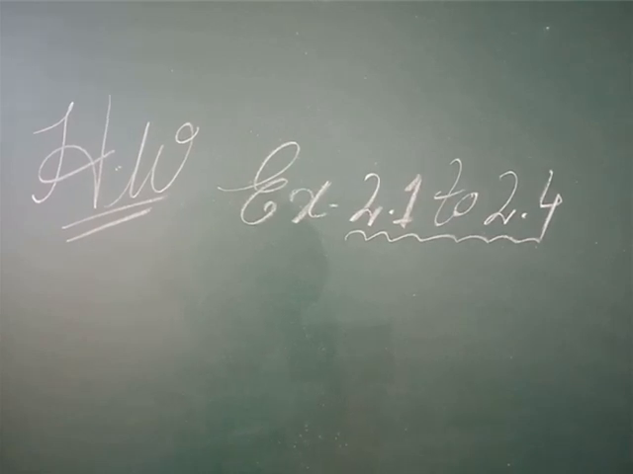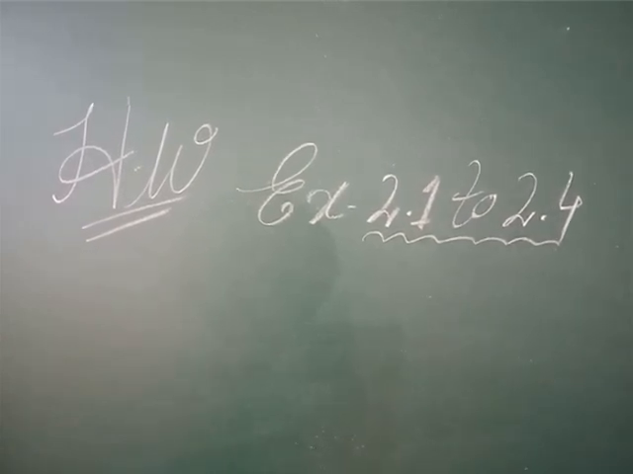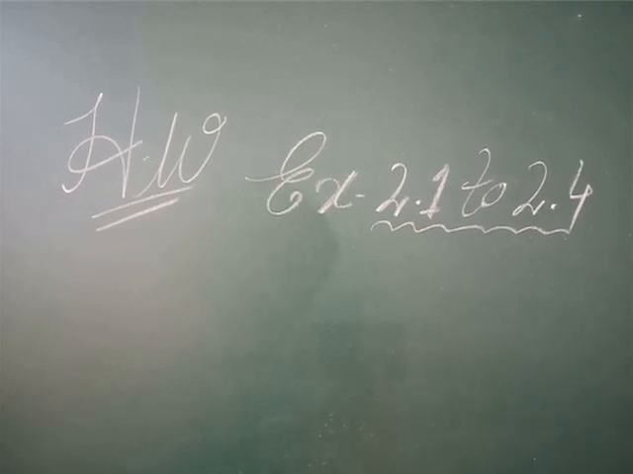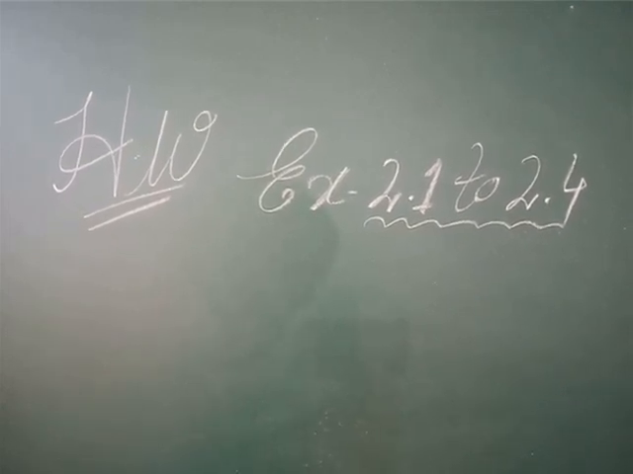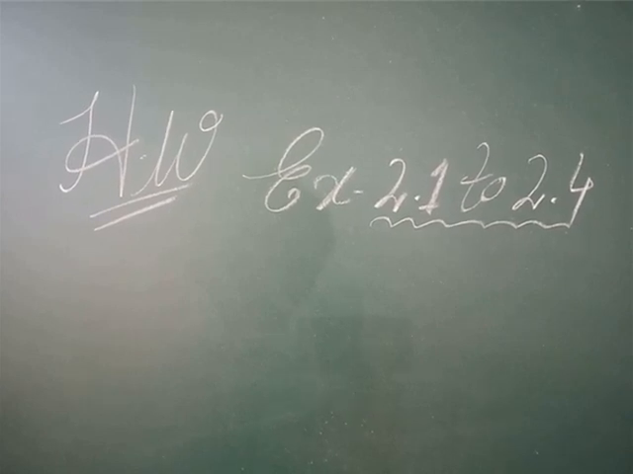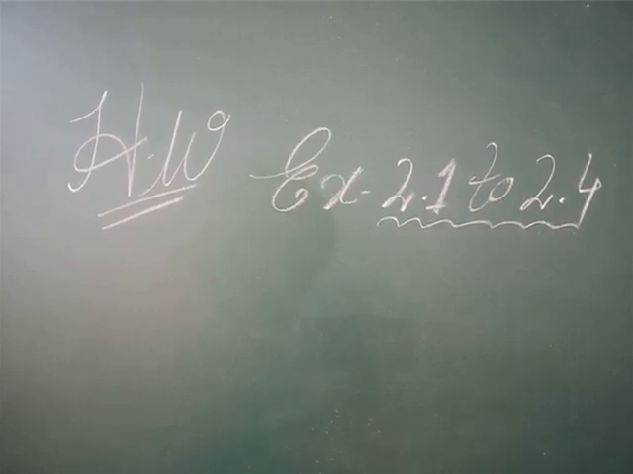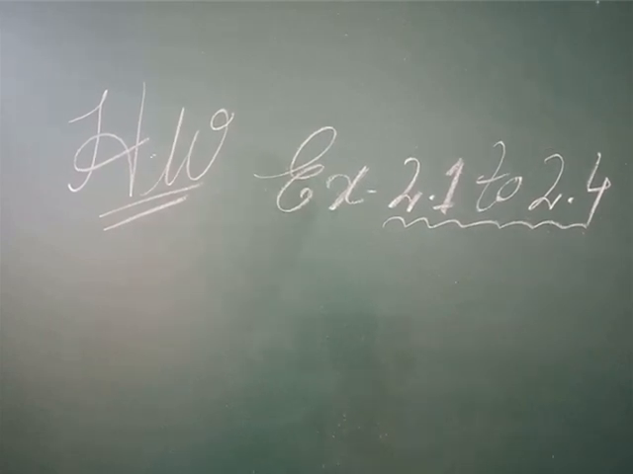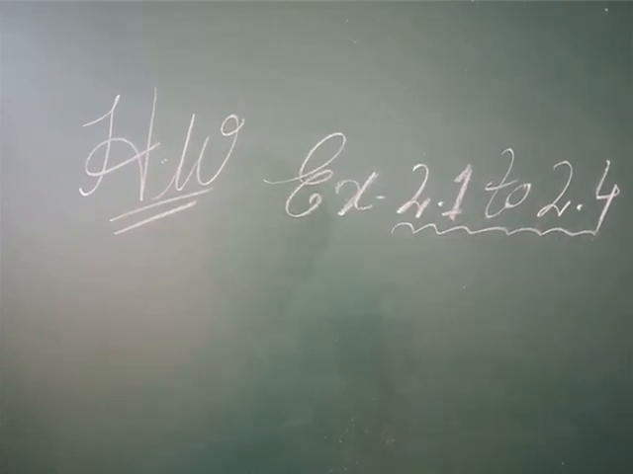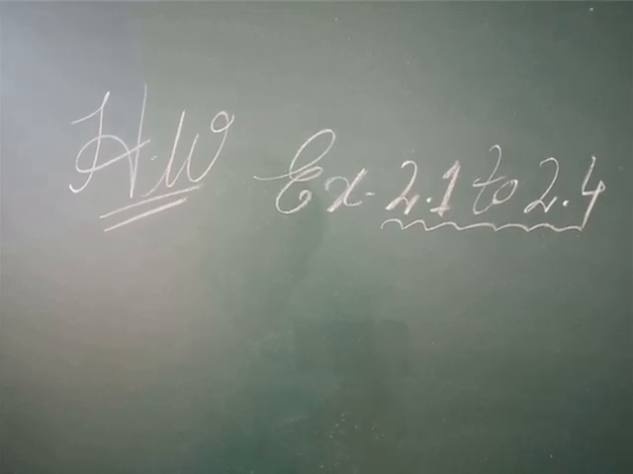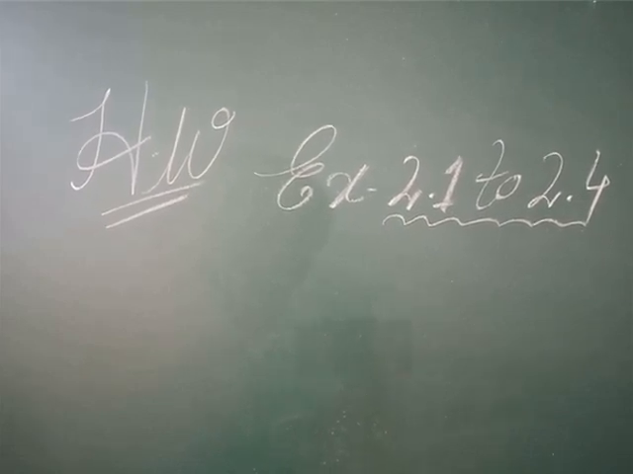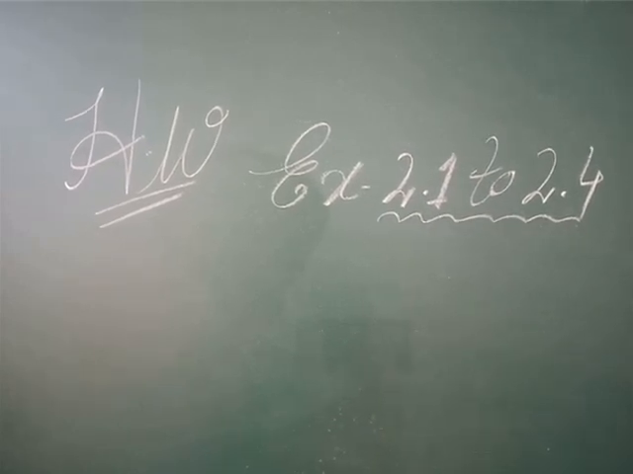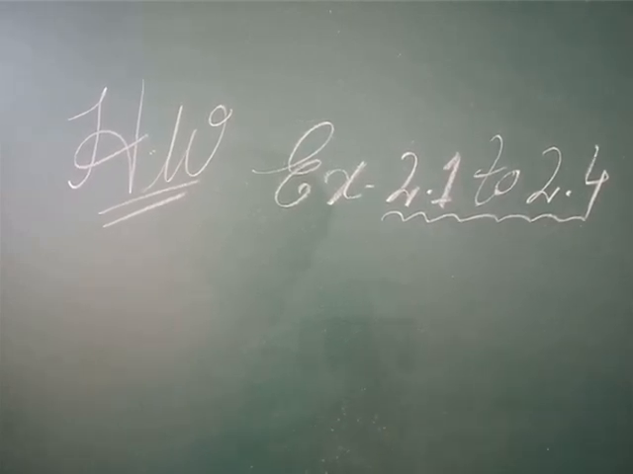So homework will be exercise 2.1, 2.2, 2.3 and 2.4. All these exercises you have to do starting from 2.1 up to 2.4, including all questions. You have to do it in your copy. You have to write the questions also. Okay. This is not 1 day of homework. This is 3 days of homework. So I hope you can do it by yourself. Today you have to do, tomorrow you have to do, day after tomorrow also you have time. So this is how in 3 days you have to complete all this homework by yourself.